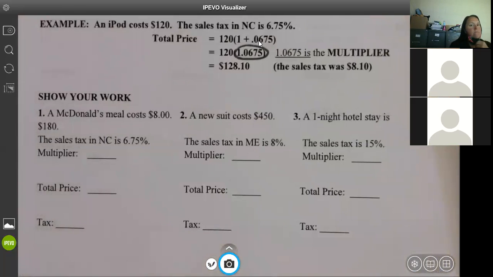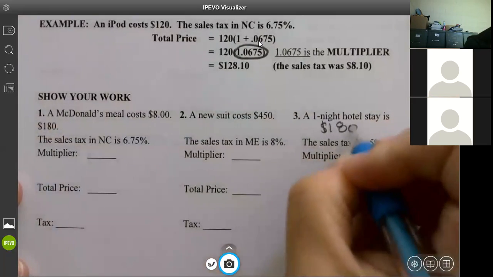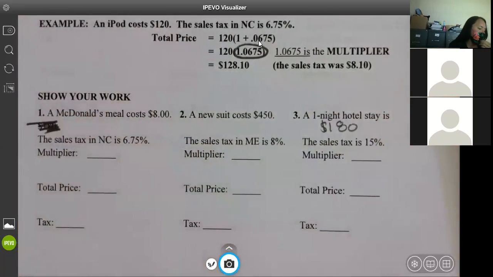All right. So a McDonald's meal costs $8. I don't know why this is not way over there. This is supposed to go over here. Ignore this. The sales tax in North Carolina is 6.75%. So we're going to find the total price, the tax, and the multiplier.